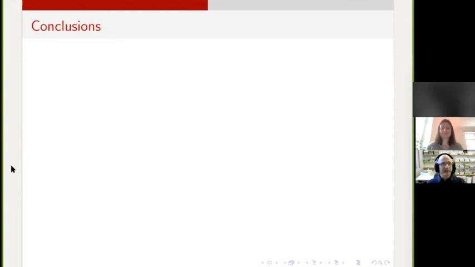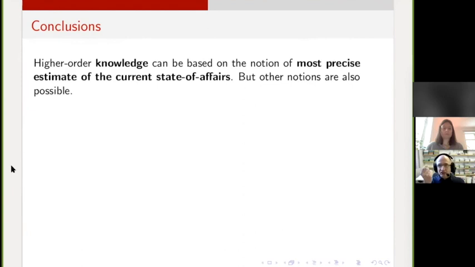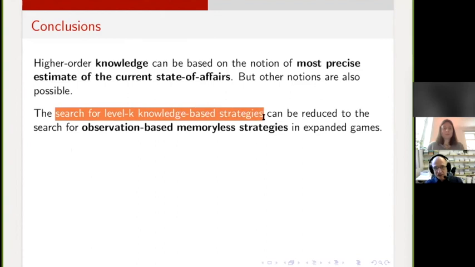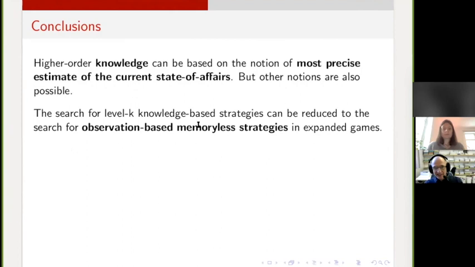From what I showed you today, the main conclusions are that you can take this notion of first level knowledge, based on the most precise estimate that I can make about the current state of affairs, based on what I knew initially, based on knowing the game structure, based on what I see during the game. How fine can I make it? What's the finest, or how can I minimize my level of uncertainty, if you wanted to phrase it that way? Then, based on this notion of first level knowledge, we can define higher order knowledge inductively, by nesting this type of knowledge. The other important conclusion is that the search for k-level knowledge-based strategies can be reduced to searching for memory-less strategies, but in expanded games, games resulting from this knowledge-based expansion that I mentioned and which I didn't have time to present to you formally.